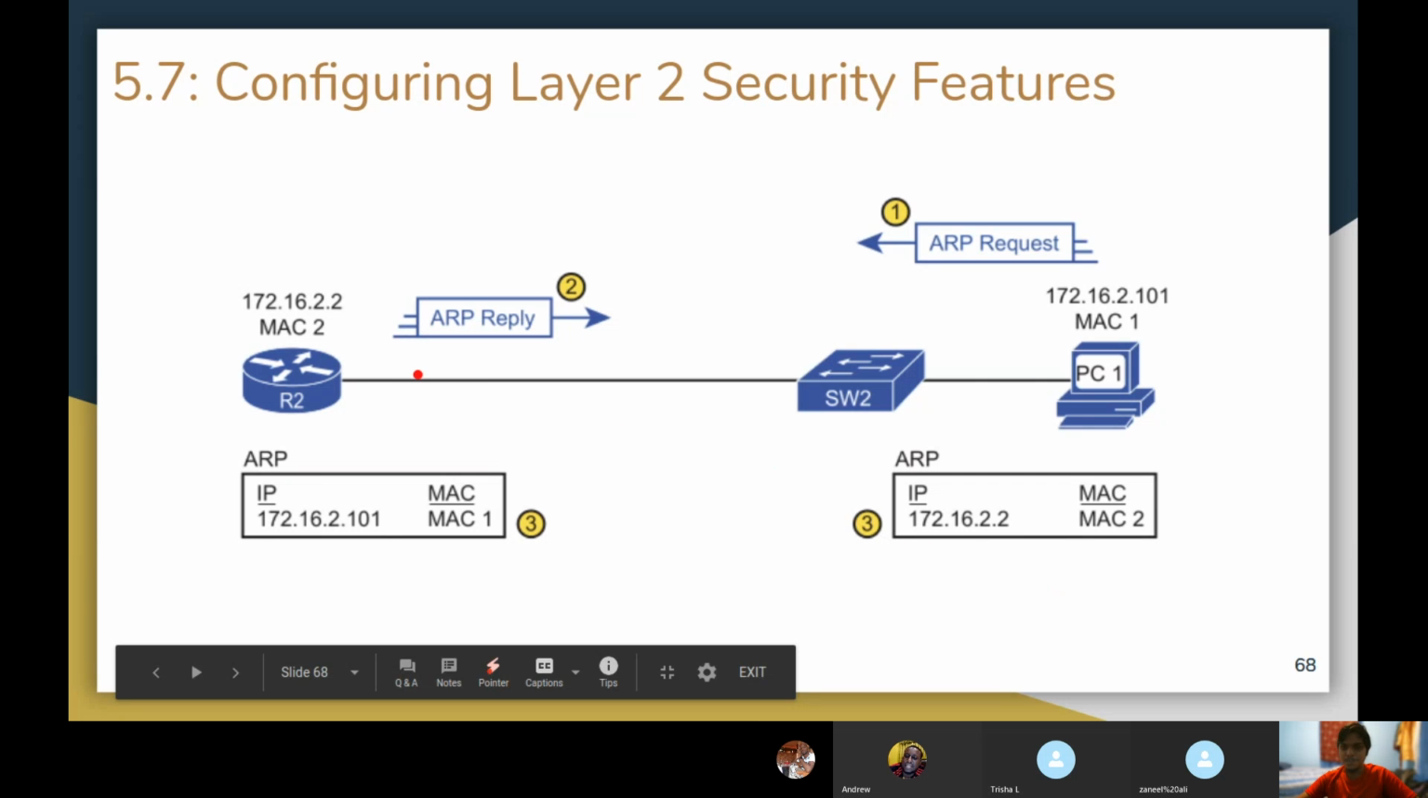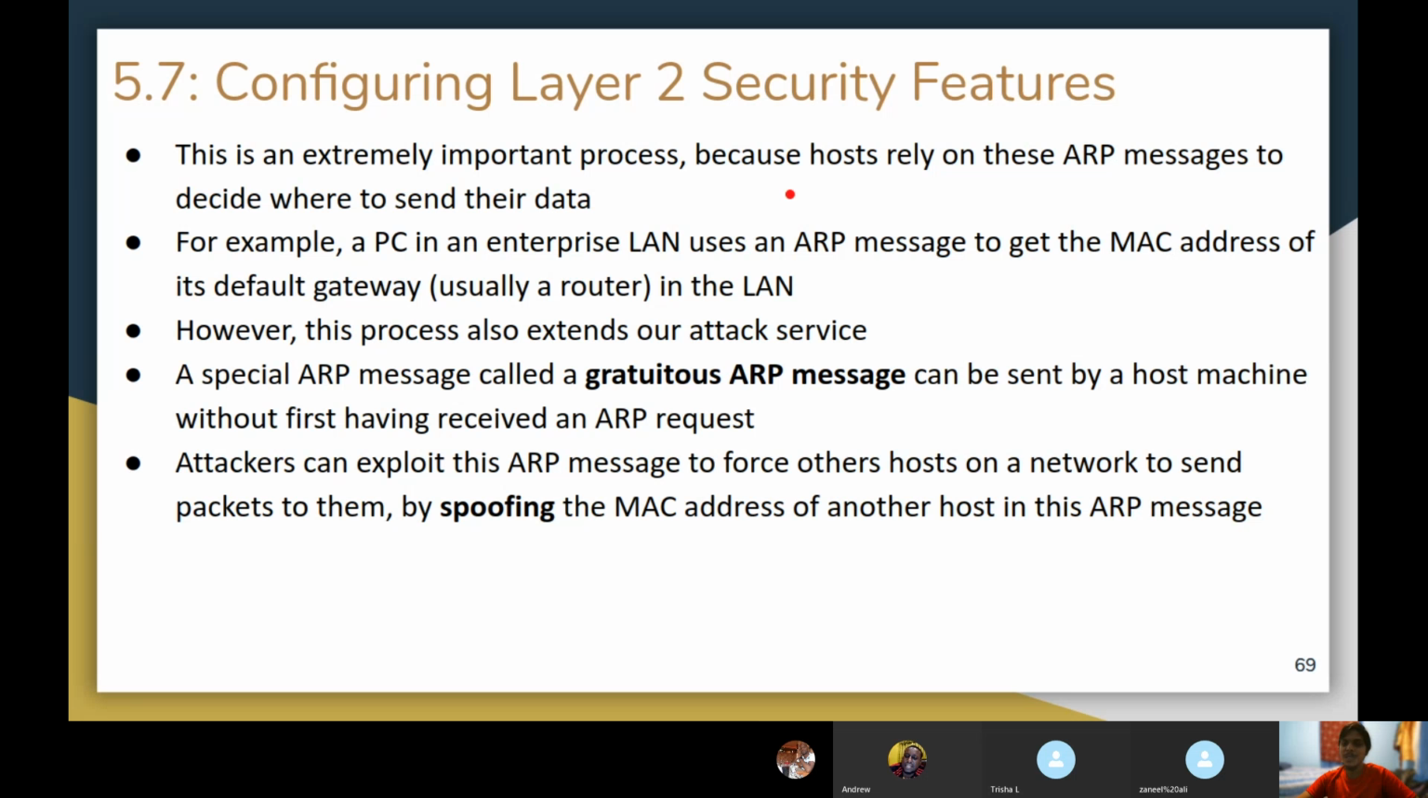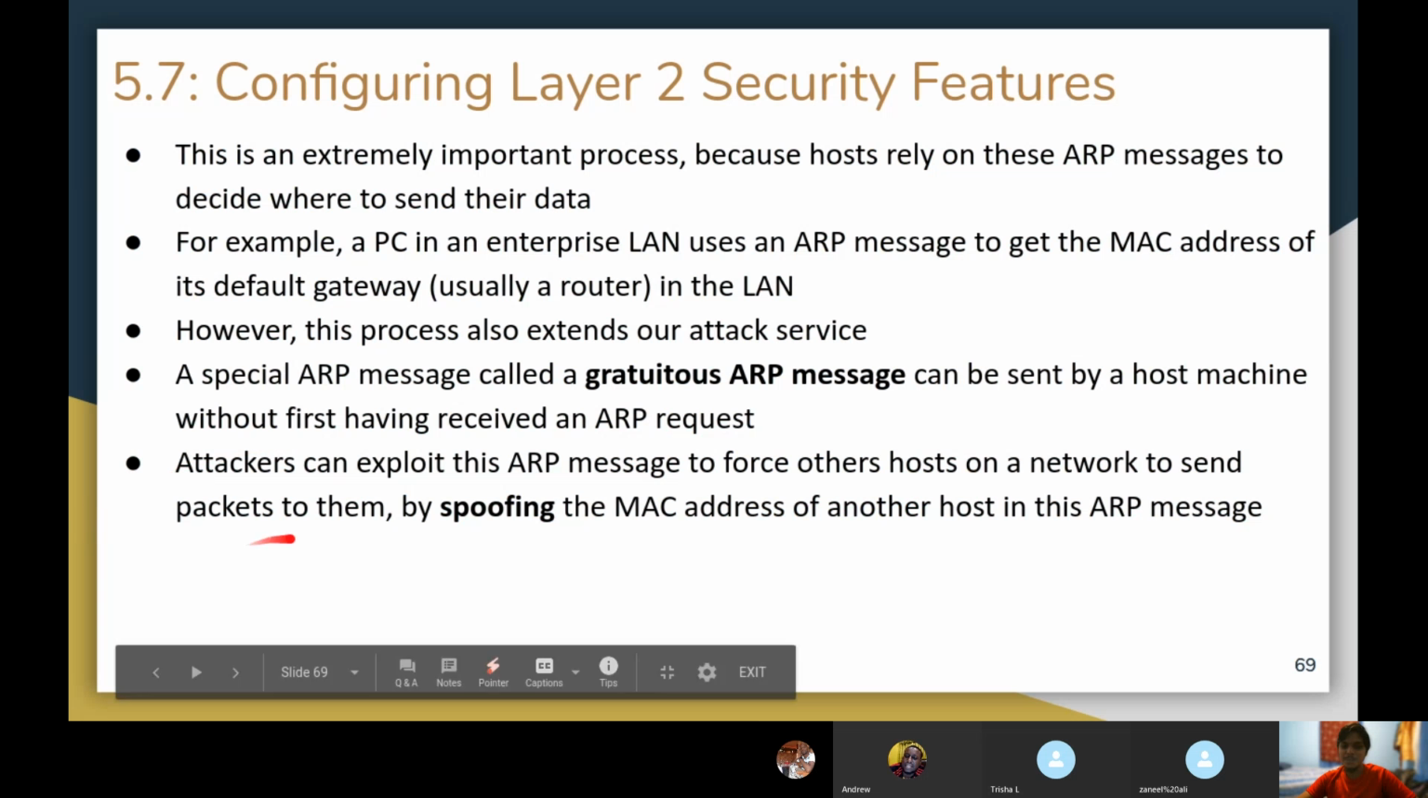So then he can populate this table and say, this IP address corresponds to this MAC address. This is an extremely important process because hosts rely on these ARP messages to decide where to send their data. For example, a PC in an enterprise LAN uses an ARP message to get the MAC address of its default gateway, which is usually a router in the LAN. However, this process also extends our attack surface. A special ARP message called a gratuitous ARP message can be sent by a host machine without first having received an ARP request. Attackers can exploit this ARP message to force other hosts on a network to send packets to them by spoofing the MAC address of another host in this ARP message.